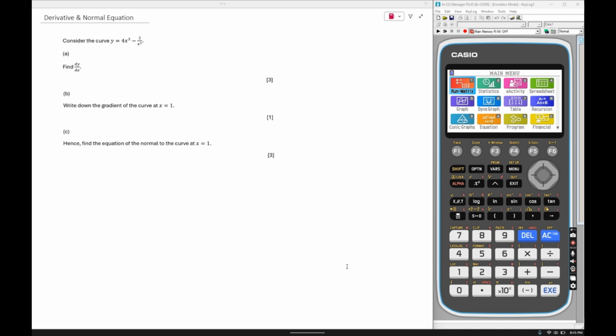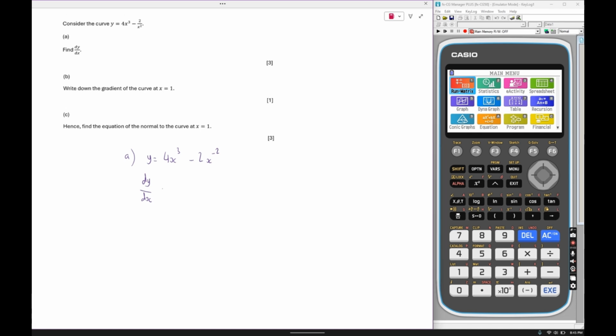So the first thing I'm going to do, and let's do it down here, is I'm just going to rewrite the equation. So y equals 4x cubed, and I'm going to bring the denominator of x squared up to the top. So I'm going to have minus 2 times x to the power of negative 2. I haven't actually found the derivative yet, so that's why I'm keeping it as y equals out the front. Next line, I will find the derivative. So I'm going to change the symbol at the front, dy dx equals.